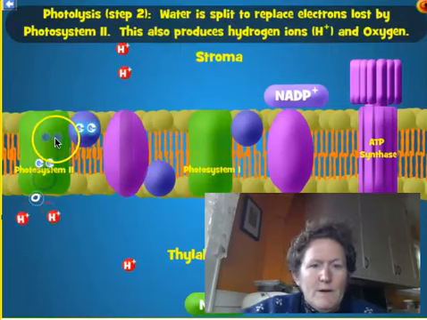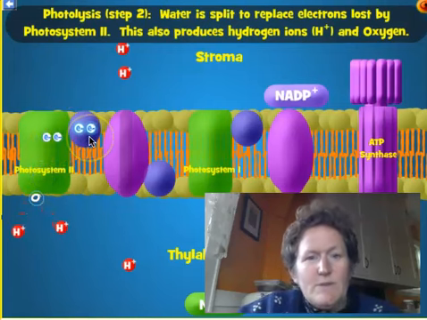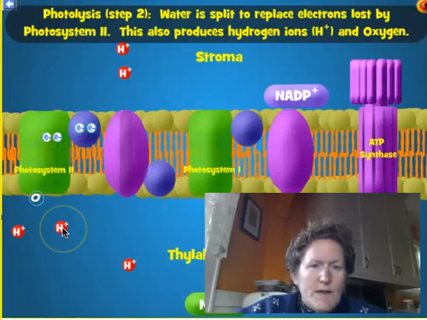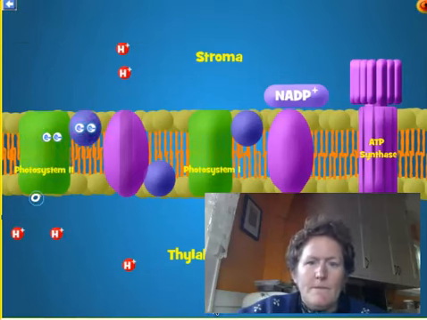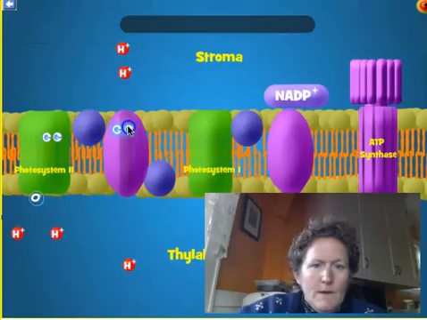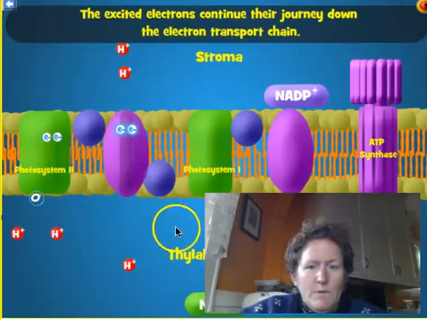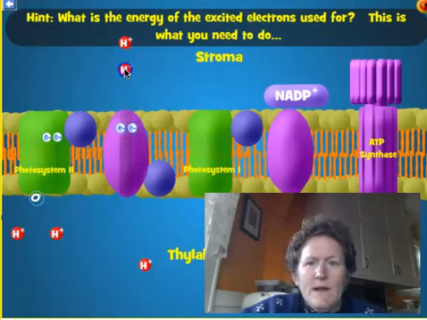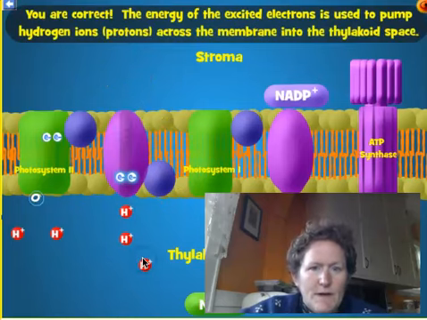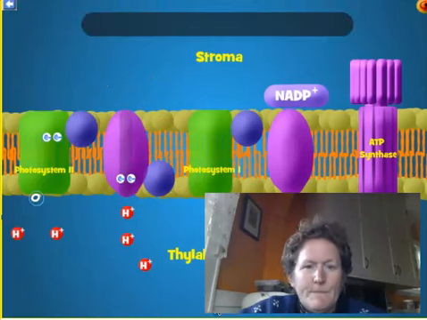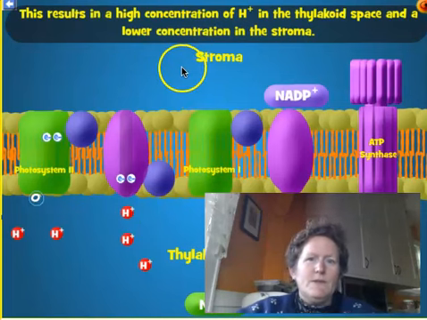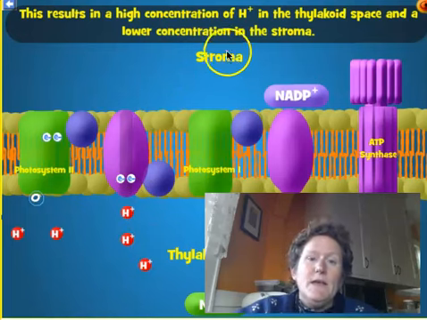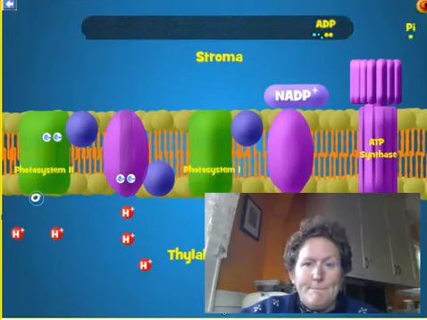We have to break up some water to get some electrons to replace the electrons we took from photosystem 2 here. This also produces hydrogen ions. So we keep moving our electrons down the electron transport chain. That excited energy is used to bring some hydrogen through. This results in a high concentration of hydrogen in the thylakoid space and a low concentration in the stroma.